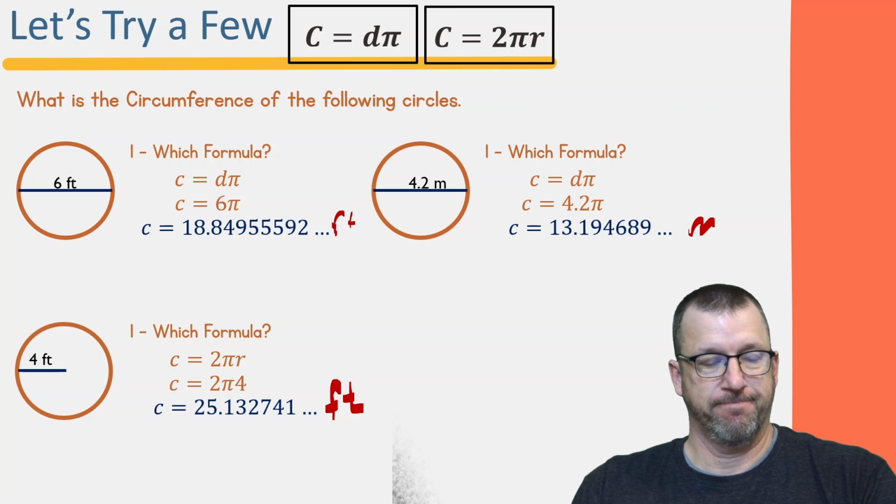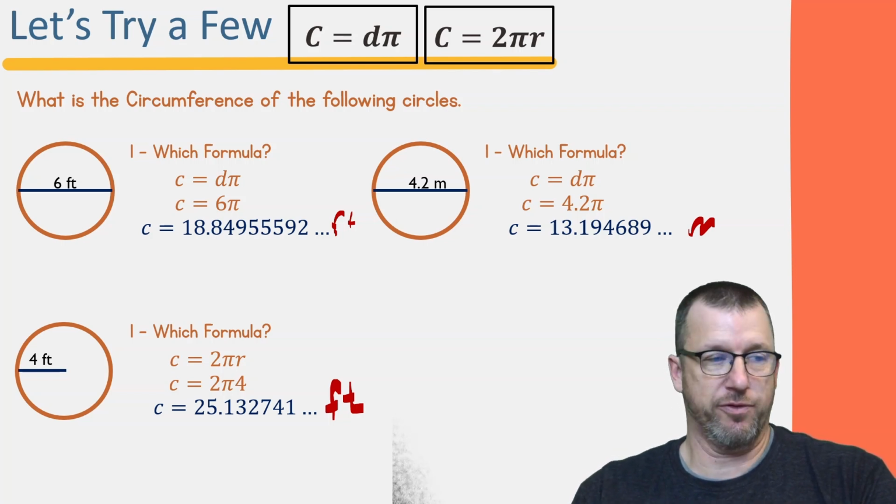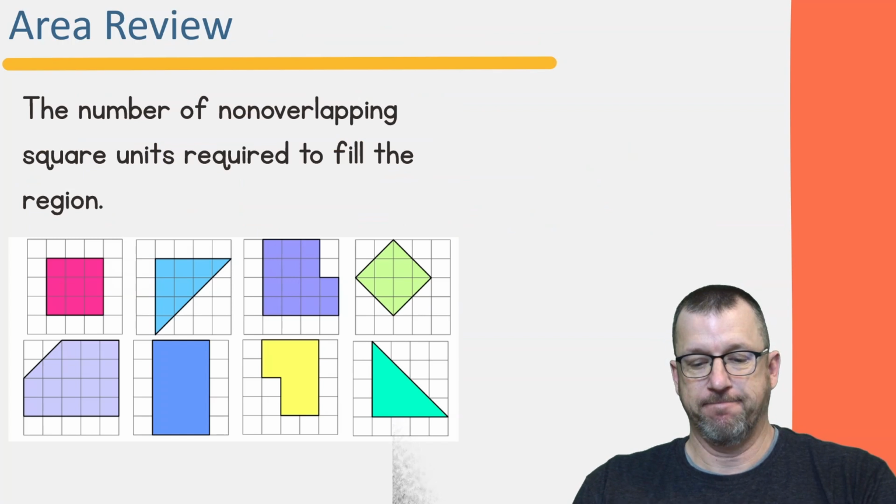Pretty simple, right? We just know that the circumference is a little bit more than 3 diameters, so we multiply it by pi. Now let's talk area.